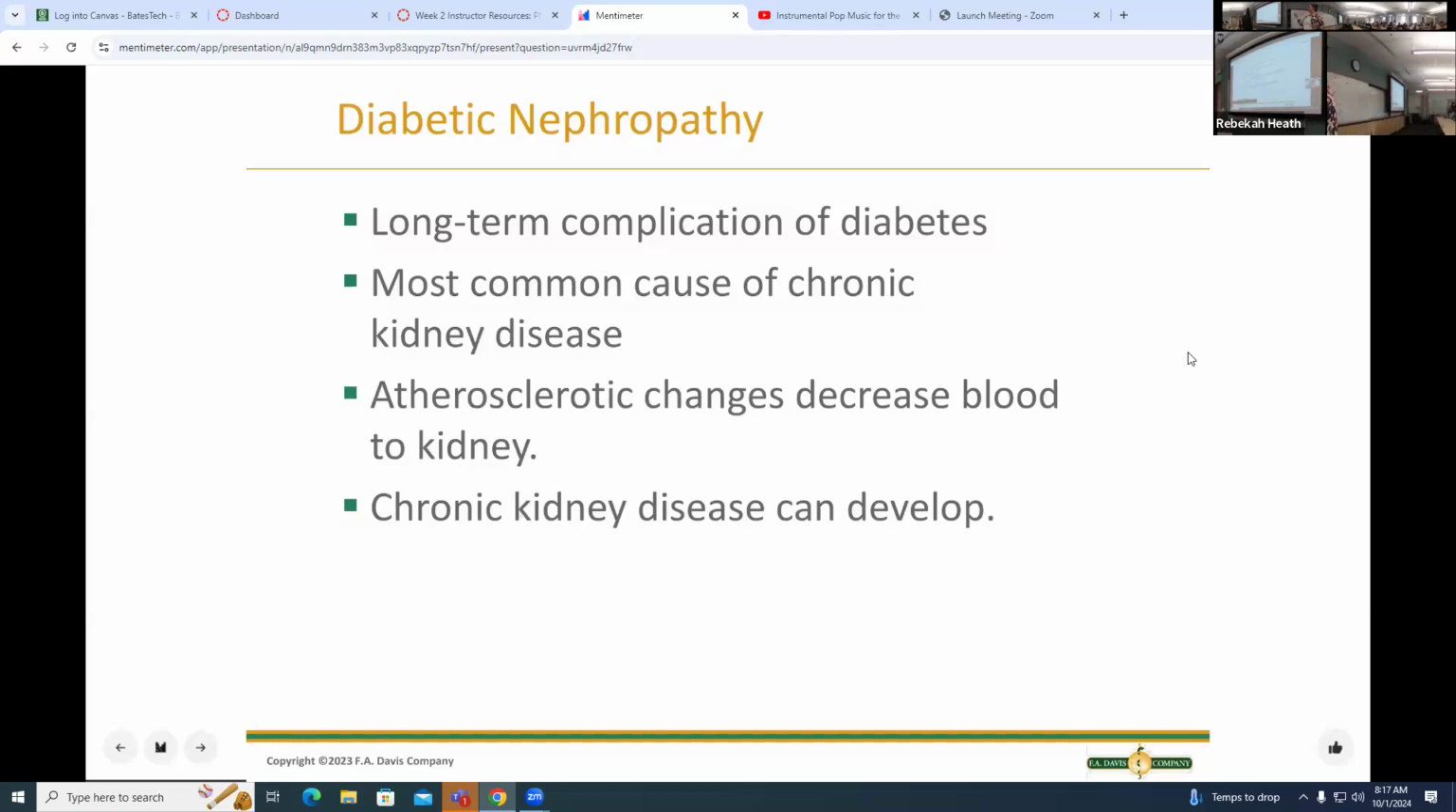Atherosclerotic changes decrease the blood flow. We haven't talked about atherosclerosis in general, but essentially it's damage to the blood vessels in the kidney. And so the kidney doesn't get the blood flow that it really needs, and that's what causes the damage itself. Because of this, chronic kidney disease can develop. So there's this pathway we see with diabetes causing a lot of issues with patients. Kidney disease is one of the biggest risk factors they have. We've talked about infection and some of the other issues.